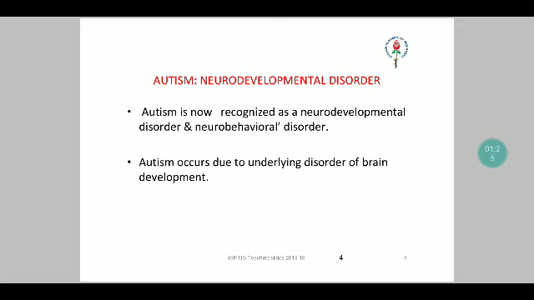At present, we have recognized autism as a neurodevelopmental disorder as well as a neurobehavioral disorder, and not a neurological disorder per se. And it has been recognized that autism is due to an underlying disorder of brain development.